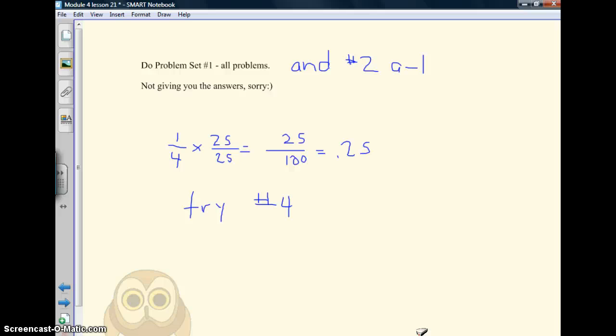It's not going to take you long. It's really just multiplying the denominator by something that gives you a multiple of 100.